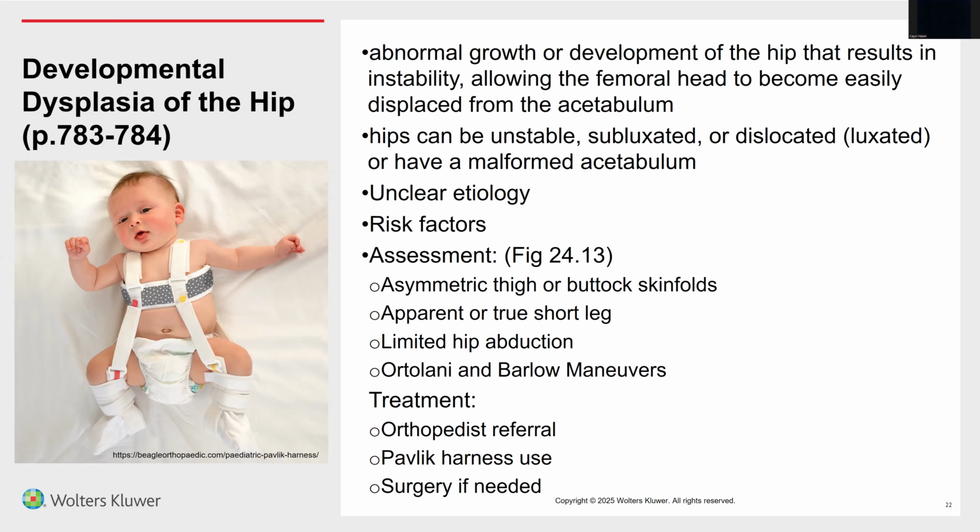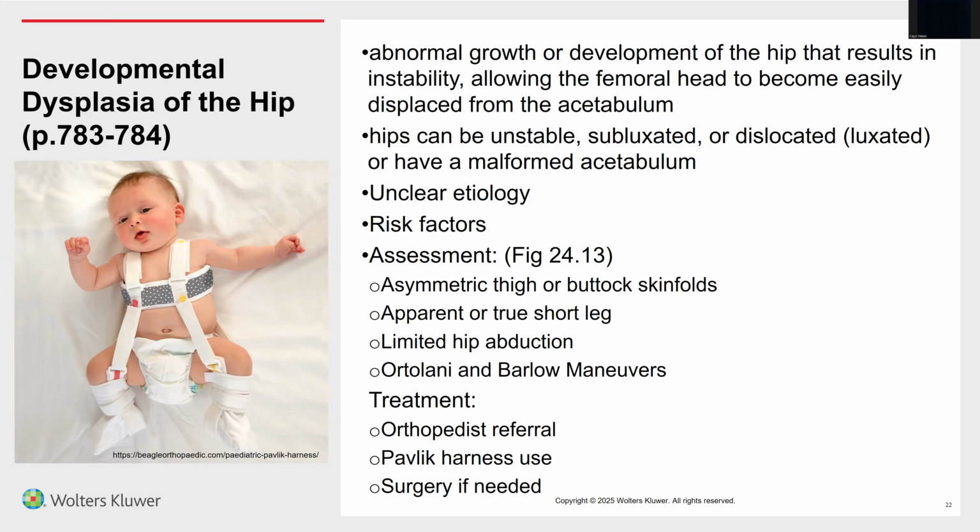Other signs you would observe for physically include asymmetric thigh or buttock skin folds, apparent or true short leg, limited hip abduction, and of course feeling that clunk on the Ortolani and Barlow maneuver checks. Treatment, obviously, an orthopedist referral will have to be done.